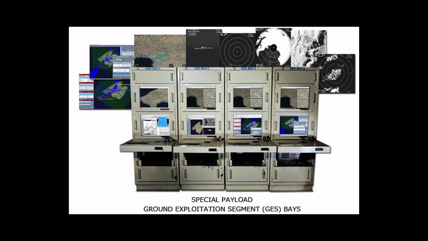Special Payload Ground Exploitation Segments. The GES system has four bays: SAR GMTI and MPR bay, Interpreter bay, Command bay, and the ELINT bay.